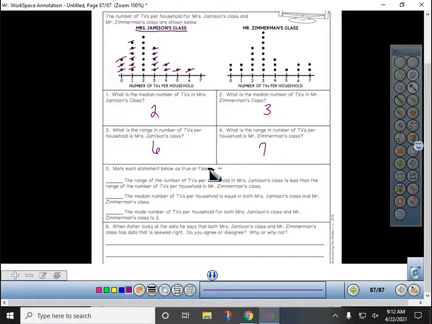Mark each statement below as true or false. The range of the number of TVs per household in Mrs. Jameson's class is less than the range of the number of TVs per household in Mr. Zimmerman's class. Yes, true. The median number of TVs per household is equal in both Mrs. Jameson's class and Mr. Zimmerman's class. False. The mode number of TVs per household for both Mrs. Jameson's class and Mr. Zimmerman's class is 3.